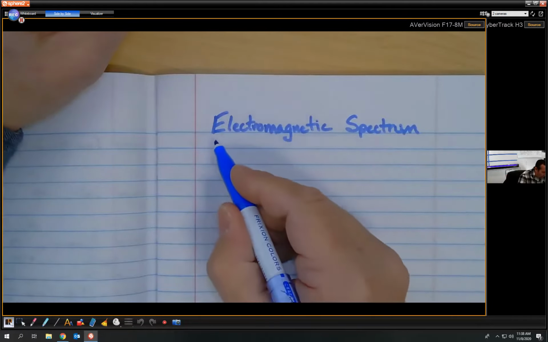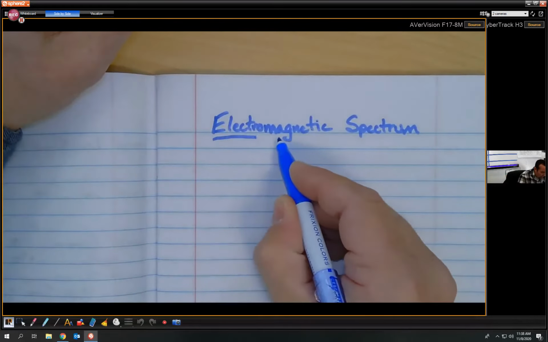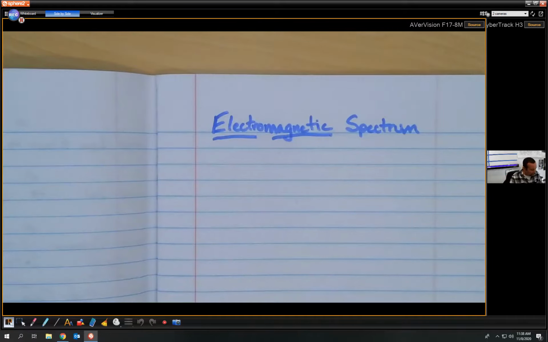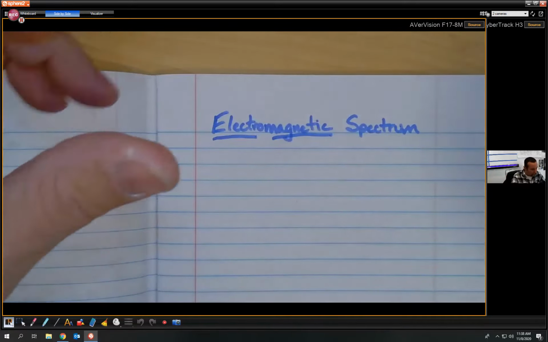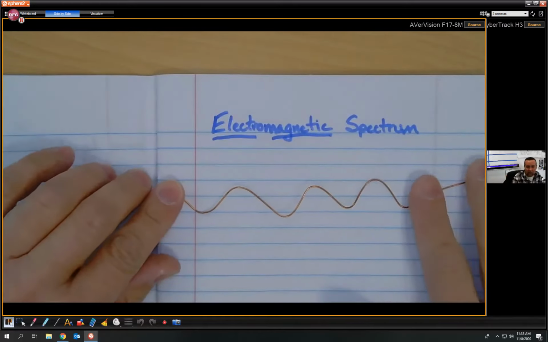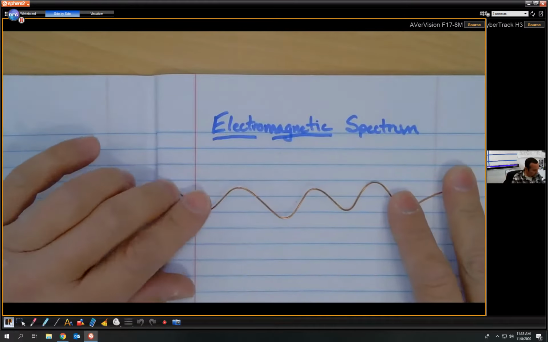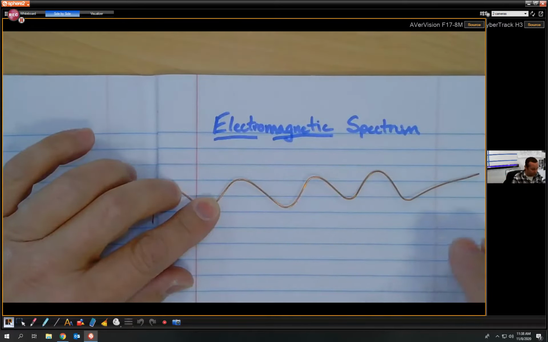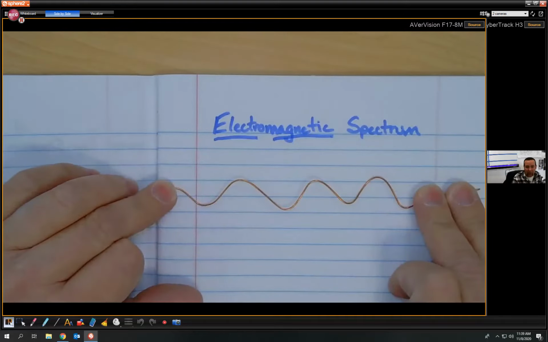Let's break it apart though. So we have electromagnetic, okay? So that's electricity and magnetism. And one thing you can think of light as is a wave. And that's the name of our unit, light waves. So what does that mean? Well, you can think of a wave, kind of like I've got this wave here, okay? This could be the electro part of electromagnetism. This is our electric field wave.